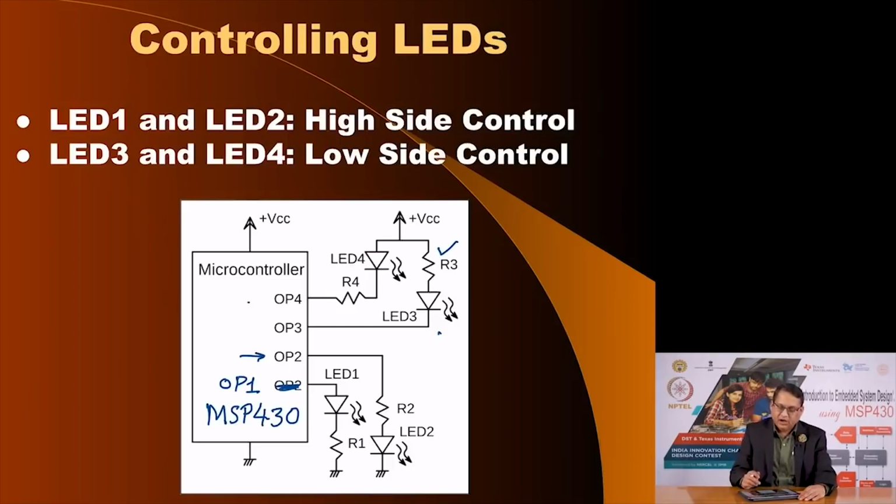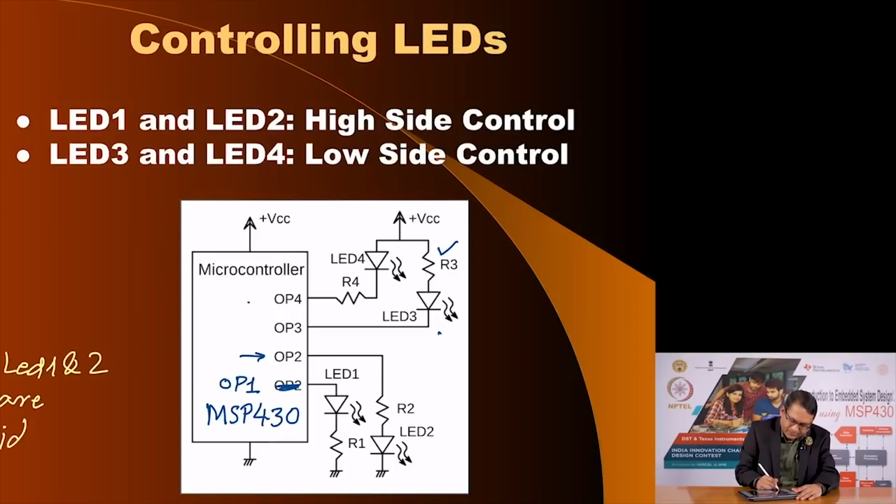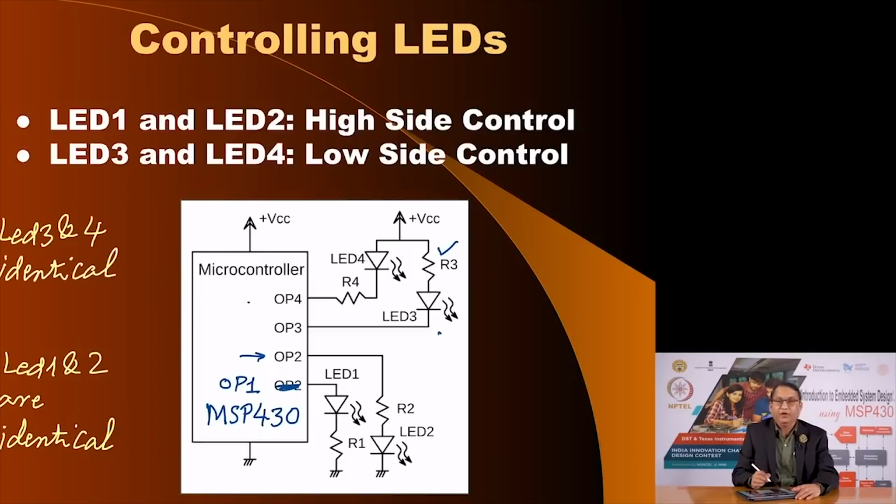Now the question is, how different are they? All same or are they very different? Well, the answer is that LED 1 and LED 2 are identical in connection, and LED 3 and 4 are identical too, and they are different from LED 1 and 2.